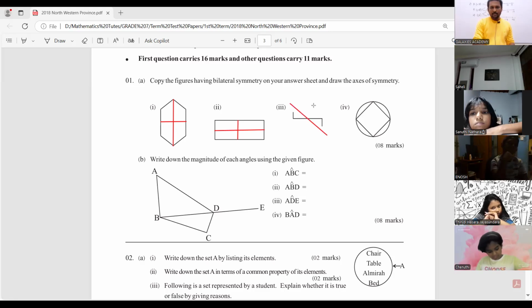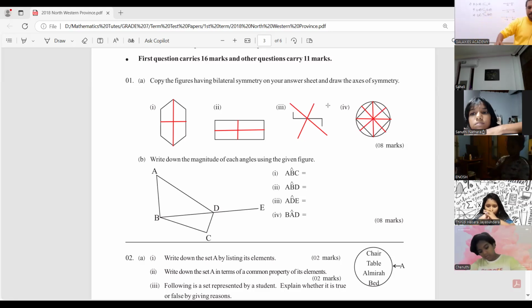This one hasn't the bilateral symmetry. This one also we can see the bilateral symmetry. How many axes of symmetry can we draw? 1. Then another one I can draw like this. Then also we can fold like this. And also another axis of symmetry we can draw like this. So how many axes? There are 4 axes.